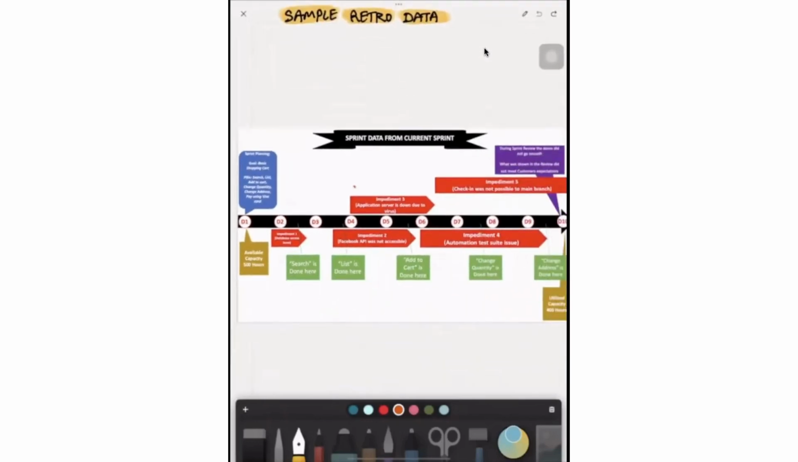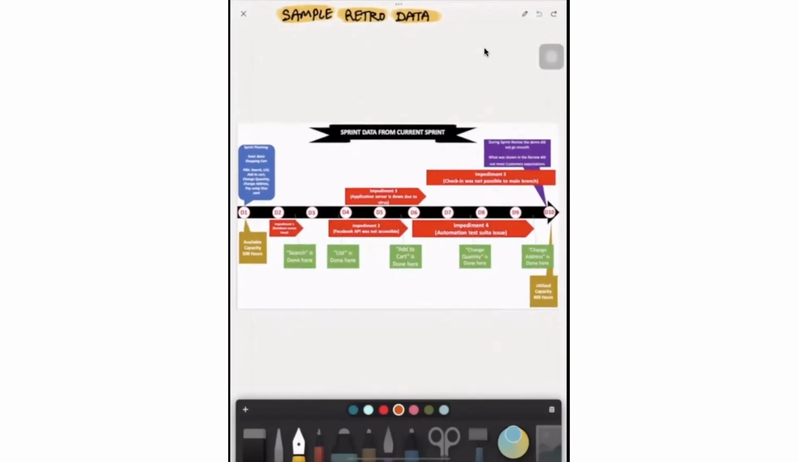Then the red bars indicate different impediments that occurred during the sprint, with a start date and an end date. For example, impediment 3 happened on day 4 and closed on day 6. You can see the green boxes indicate that on so-and-so date that particular item is done. When I say an item is done, it is meeting the definition of done and approved by the product owner. So items 1, 2, 3, 4, 5 are done. And the utilized capacity observed is that finally we could use 400 hours of capacity.